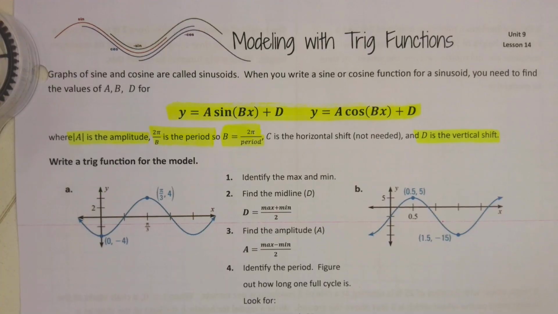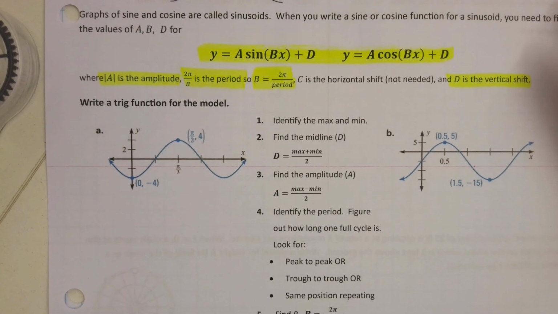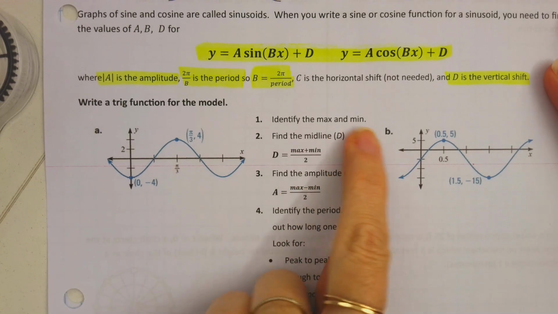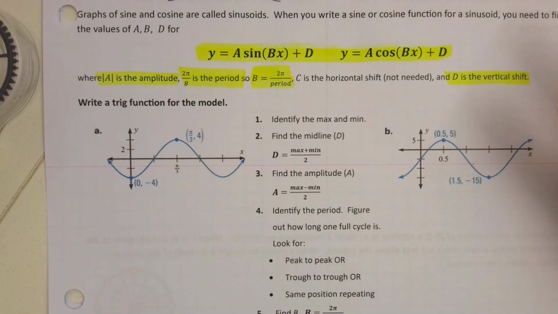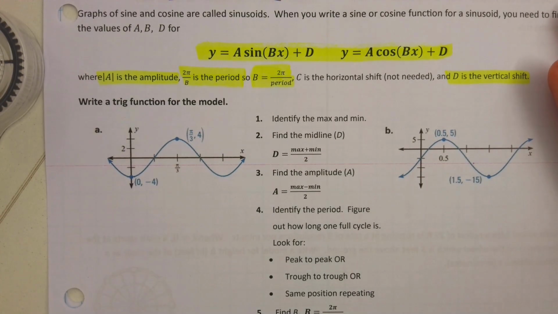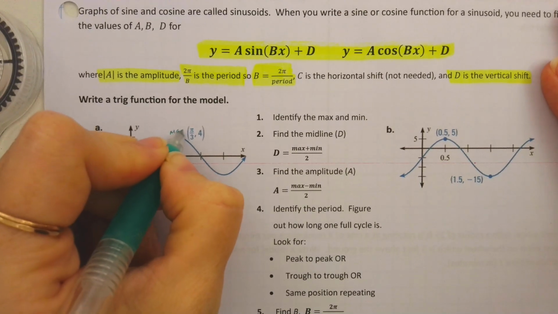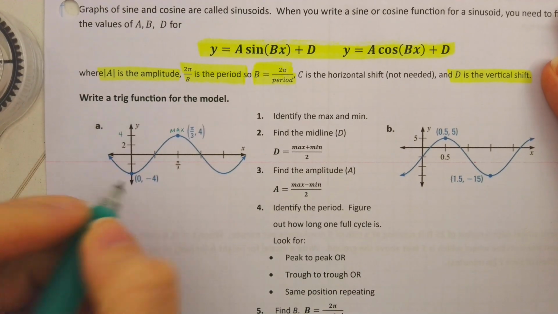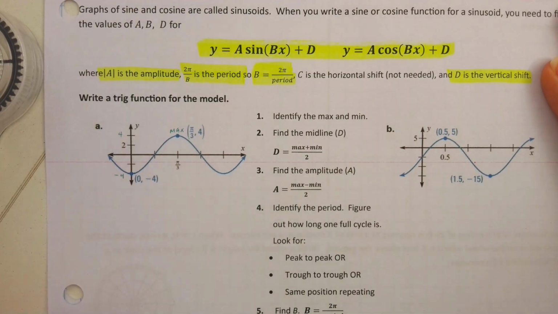So the way we write our trig function model, I have the steps for us listed out here. So the first thing we want to do is identify the maximum and the minimum of the function, because if we can find the maximum and minimum, then we can find the midline. So first thing I'm going to do is just figure out where is my highest point and where is my lowest point. So when I look at this graph here, I can see this highest guy is the maximum. There's a maximum at 4. And this lowest guy down here is the minimum at -4.